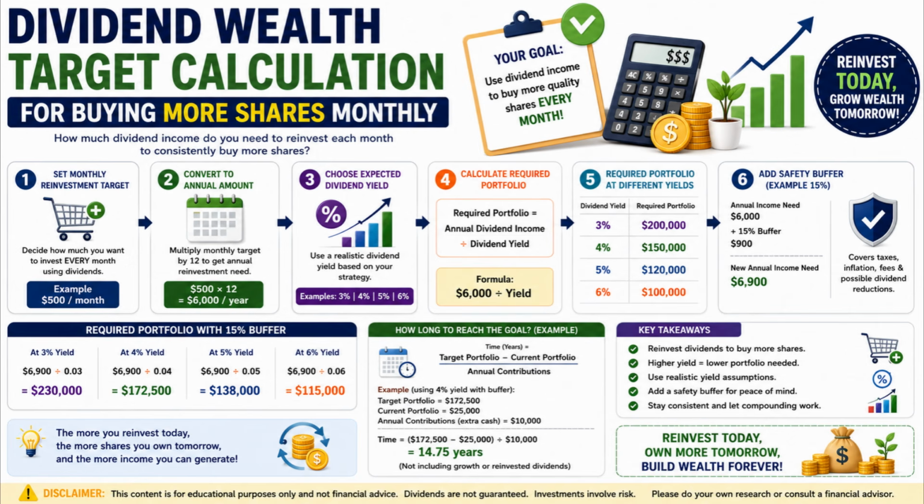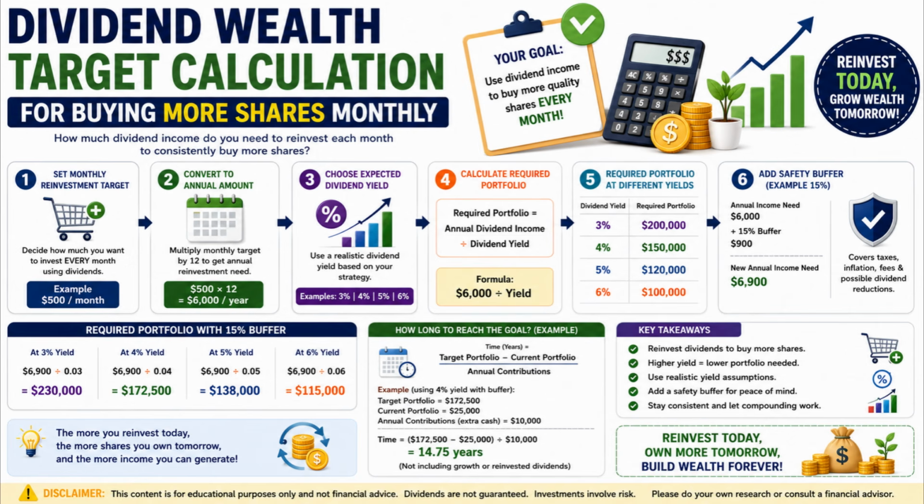income stream. First, begin by setting your monthly reinvestment target. This means deciding how much you want your dividends to generate each month so you can regularly buy more shares. For example, if your goal is to reinvest $500 every month, then that becomes your starting target.